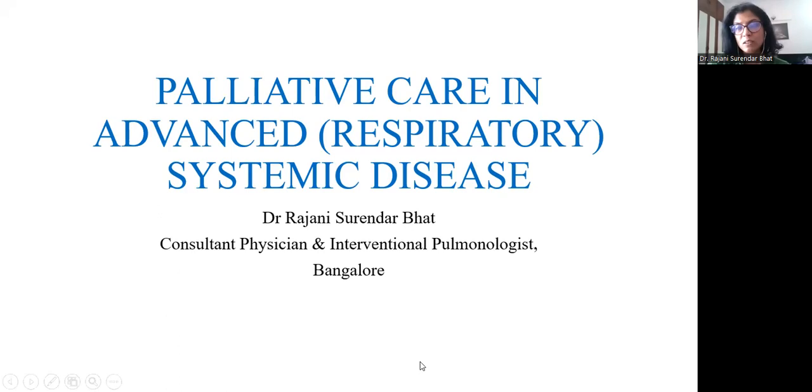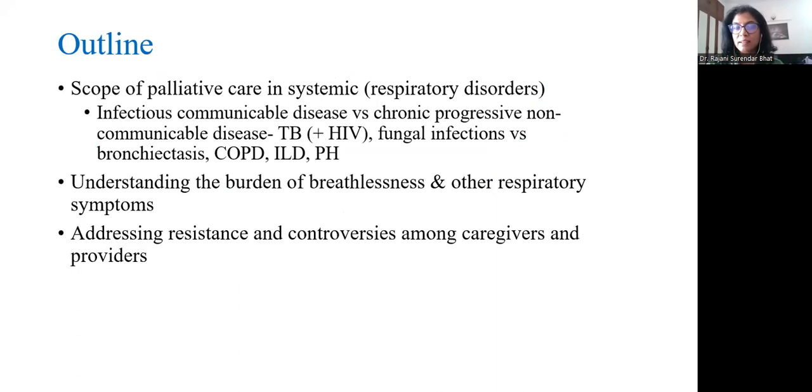So we'll go over what is the scope of palliative care in these disorders. Some of these are infections, some of these are chronic progressive diseases. It could be an airway disease, it could be lung fibrosis, it could be cancer. But we try and understand what is the burden of breathlessness and other respiratory symptoms. Most of us are very well sensitized to the suffering that patients and their families experience with pain and some of the other symptoms commonly associated with advanced cancer. That's something that we're sensitized to, something we're very cognizant of.